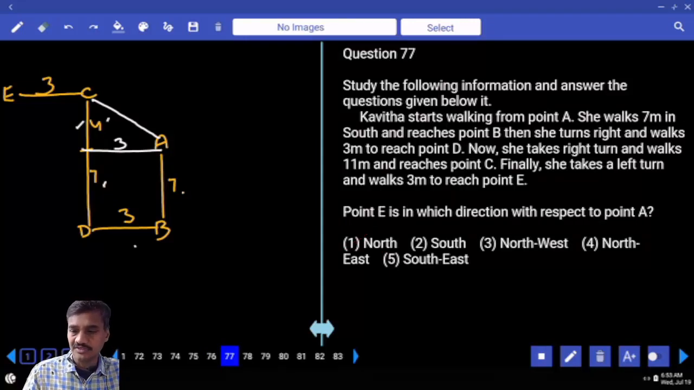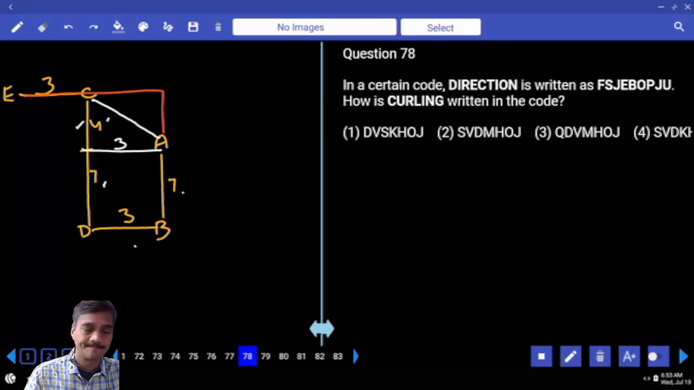Then, E is in which direction with respect to A? In order to reach E from A, first we need to move towards which direction? North, then towards west. North and west, northwest, choice 3.